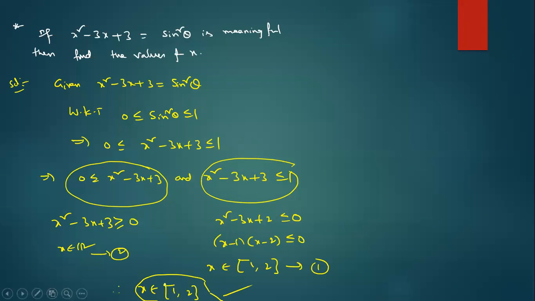See, take x is equal to 1. What is your answer? 1 is coming again, so sine square theta is 1. Check it. Take 1 by 2, 1 by 3, 0.3, 0.5, 2 by 3, anything. Whatever values you take, they should lie between 1 comma 2 only. So what is the range of sine square theta? 0 to 1 is coming.